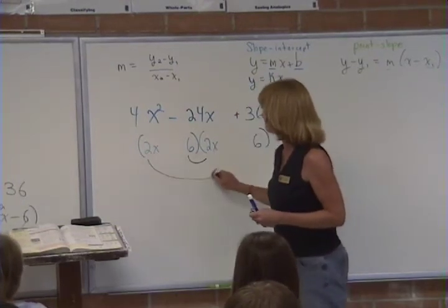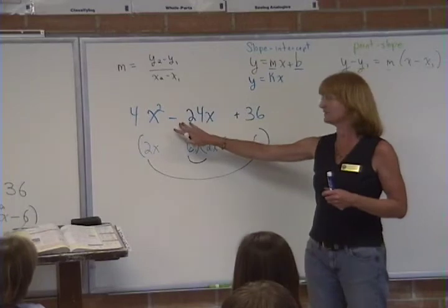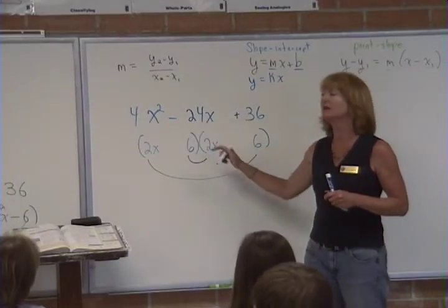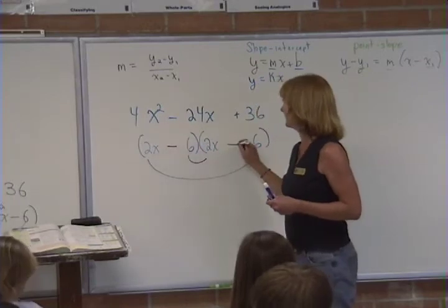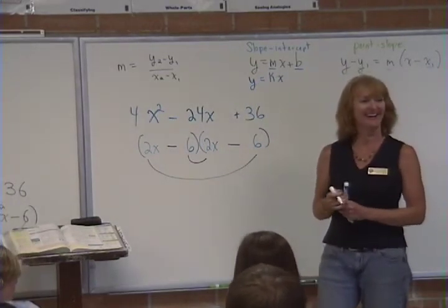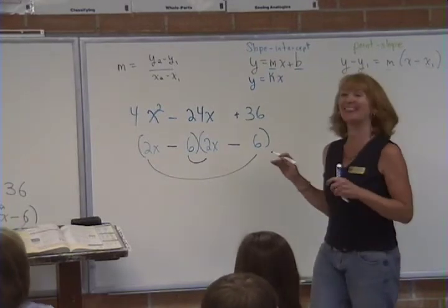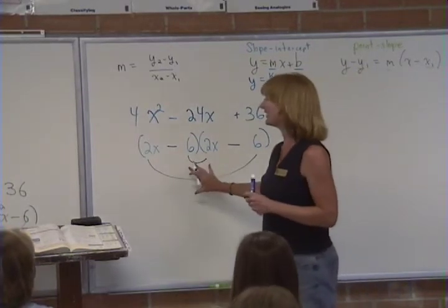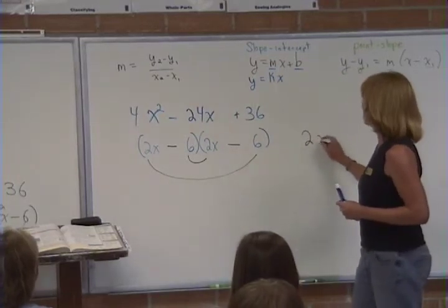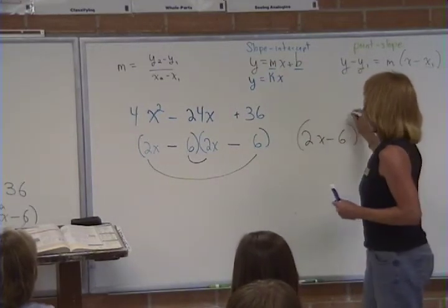This is 12x, this is 12x. What does the sign have to be to put them together and get negative 24x? Negative and a negative. So this right here can also be written as 2x minus 6 squared.